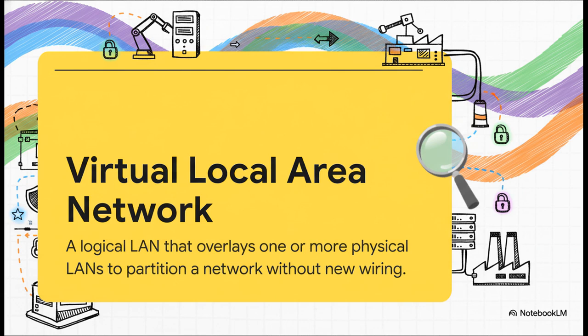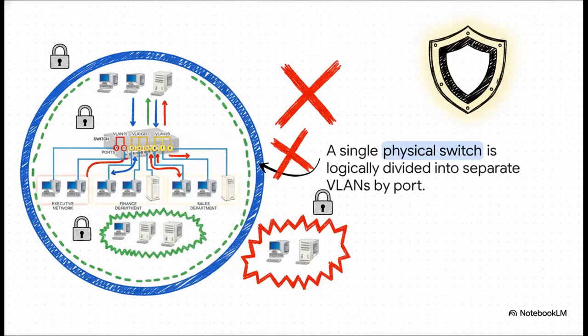Well, let's talk about something way more powerful and flexible: the virtual LAN, or VLAN. This is where things get really smart. A VLAN lets you create totally separate, logical networks that all run on the exact same physical hardware. This is a total game changer, because you can redesign your entire security architecture without having to unplug or move a single cable. Just take a look at this.